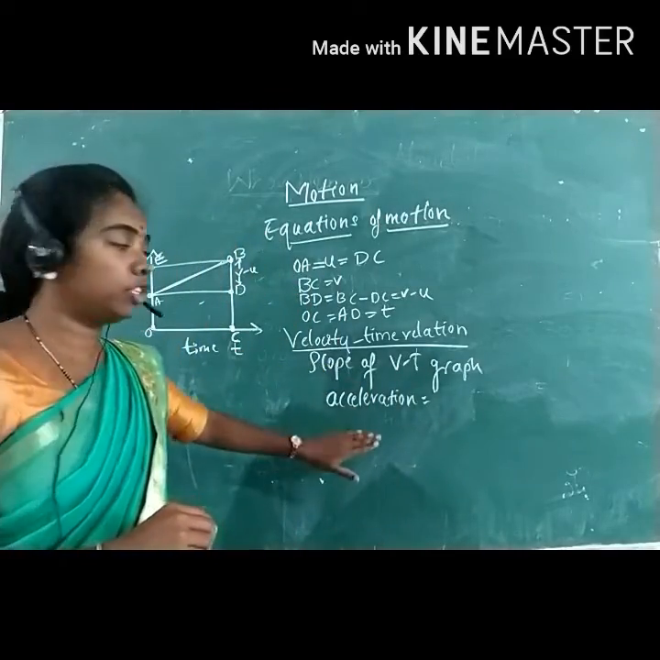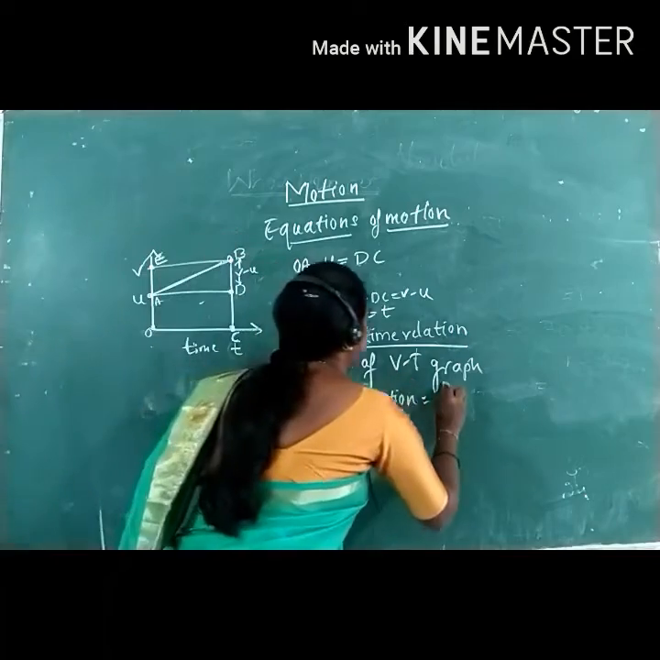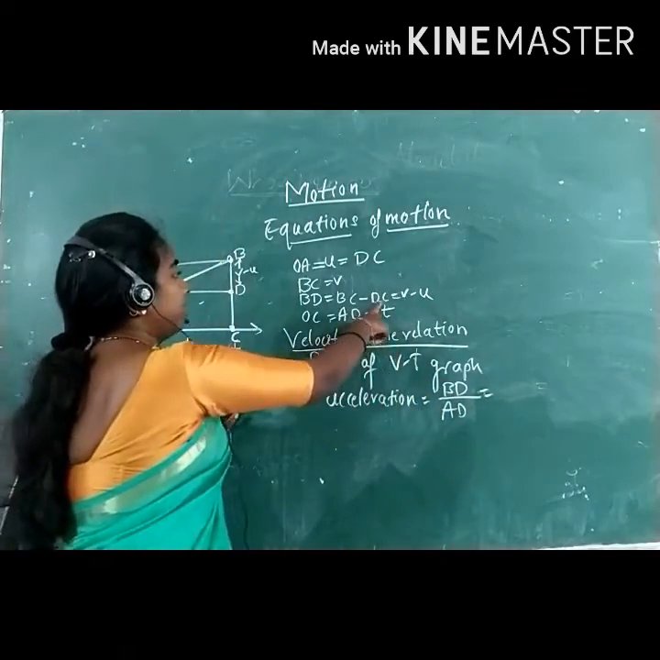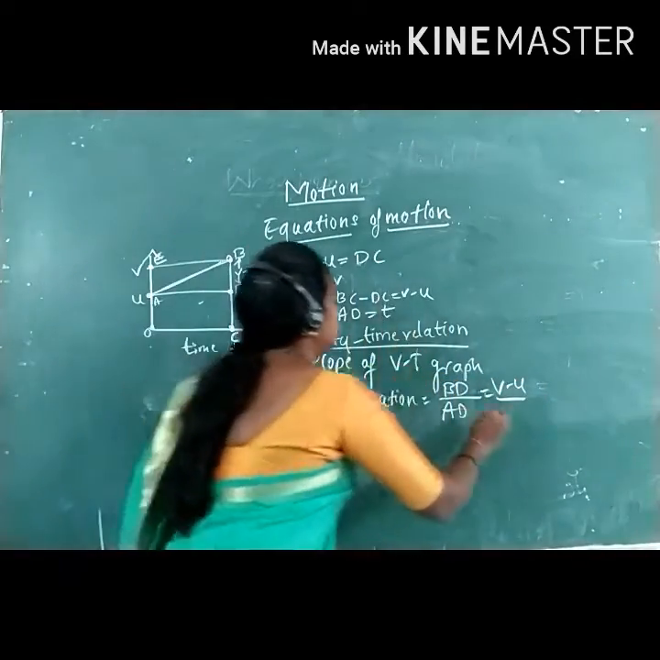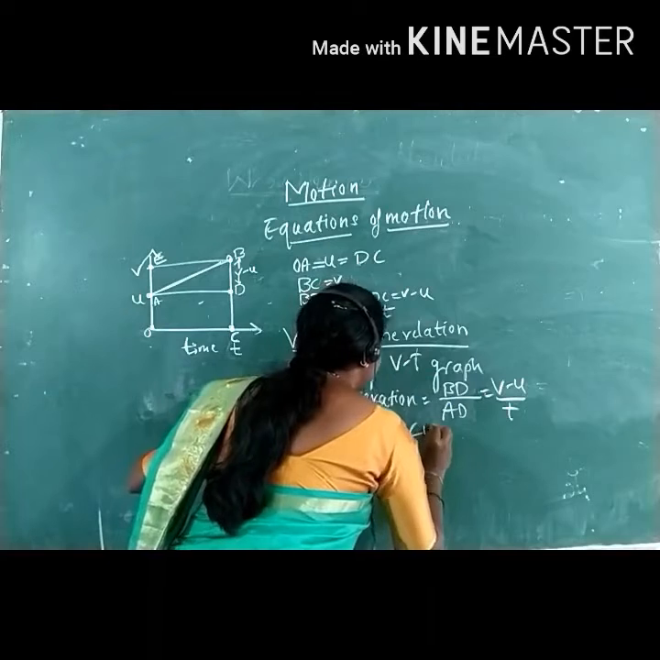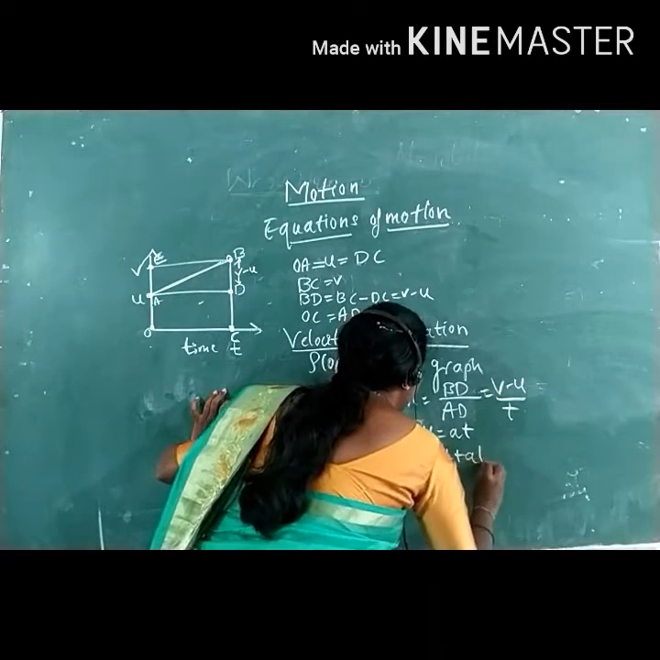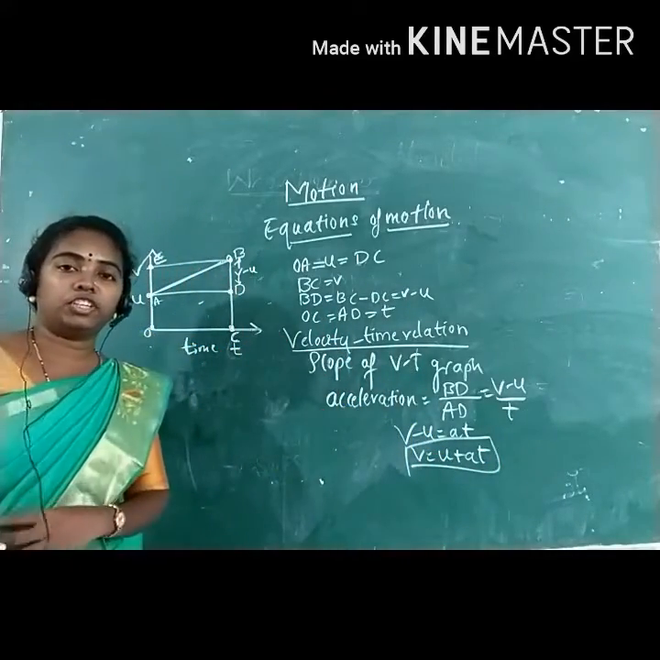Gives you acceleration. Slope from this graph is given by BD by AD. What is BD? It is given by V minus U. What is AD? It is T. So from this I will get V minus U is equal to AT, or V is equal to U plus AT. So this is the equation of the velocity-time relation.